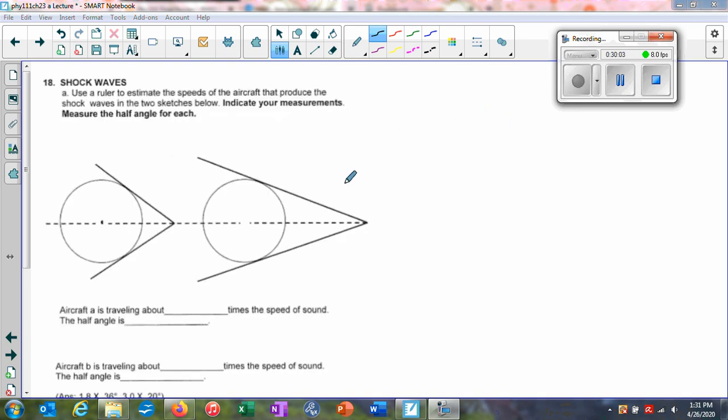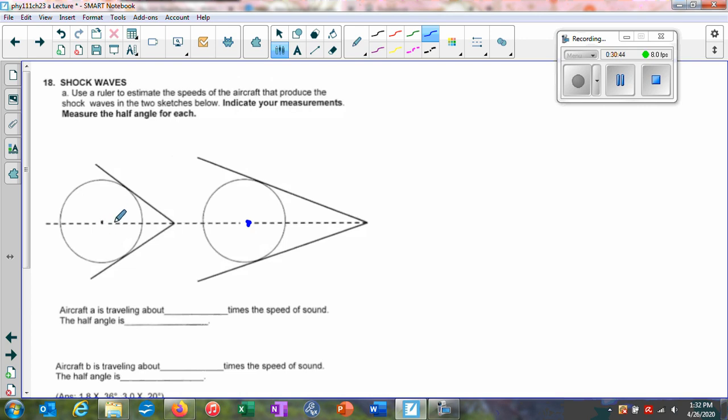Here, when we talked about shockwaves, you use diagrams like this to answer questions about how fast an aircraft was traveling relative to the speed of sound. So you need a measuring device to do that, or you need these measurements to be labeled. Where I saw confusion was it does not matter what the scale is. It doesn't matter what the unit is. I can use inches to measure this. As long as I use inches to measure this and this, or I can use centimeters, I can use whatever. It doesn't matter because it's the ratio that's important.